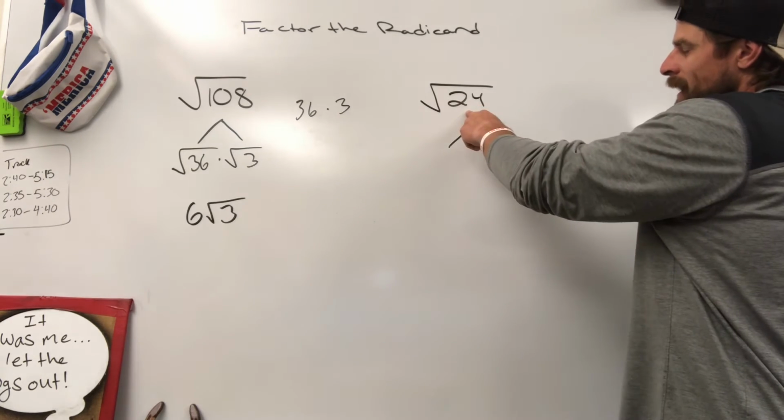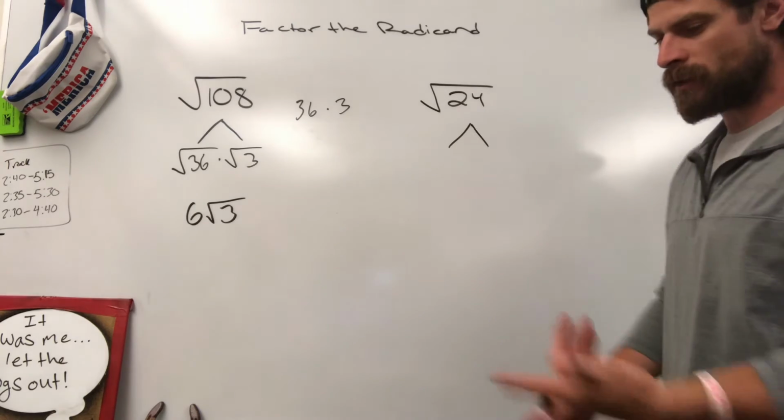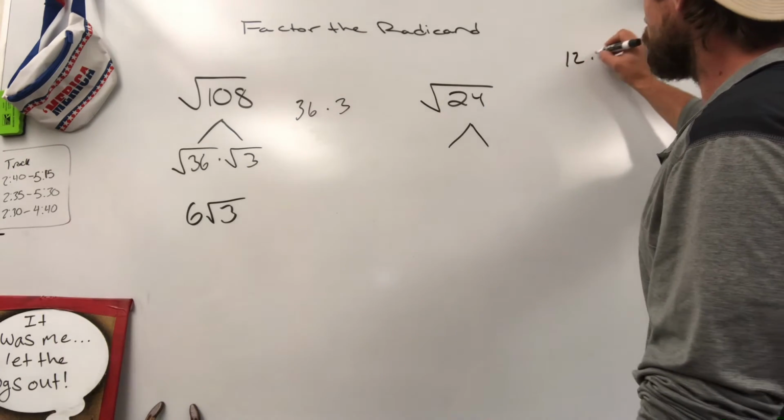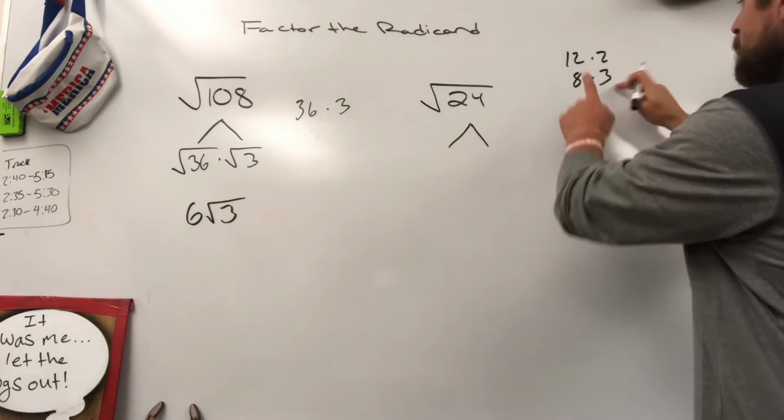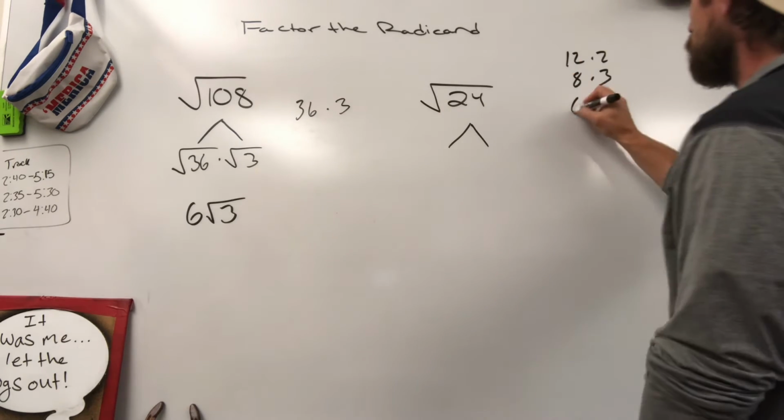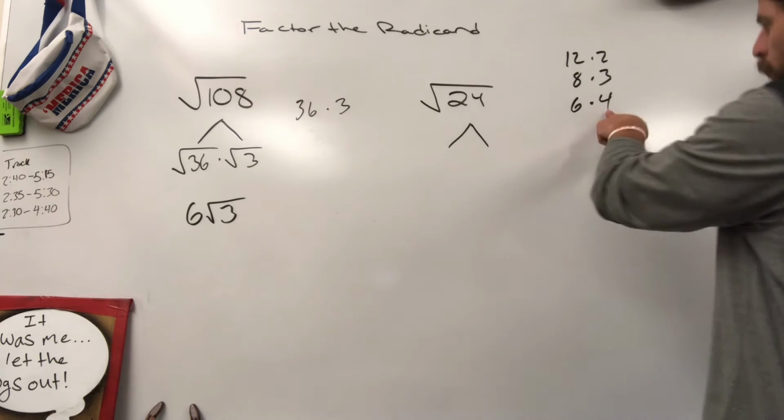Okay, now we got 24. So I got to think about what are numbers that multiply together to make 24. 12 times 2, 8 times 3. None of these are perfect squares, but then I drop to 6 times 4. 4 is a perfect square.